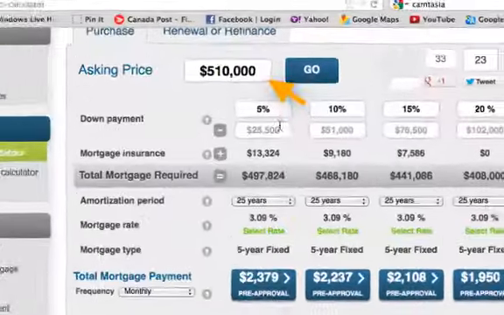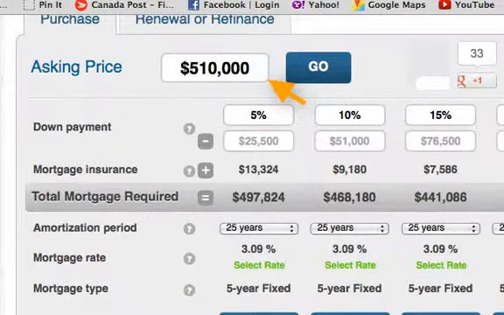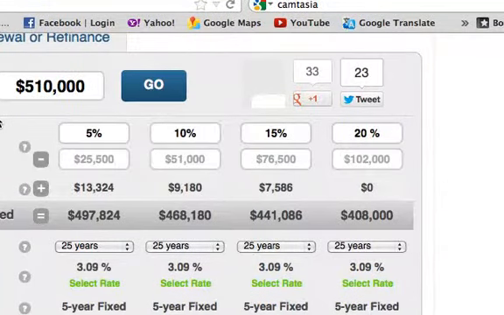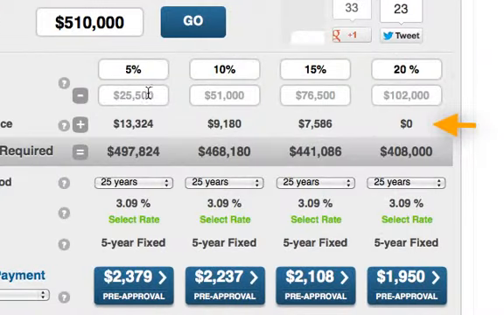So let's start over here with an average house price of $510,000. That was the average house price in June. Why not try it here? Type in $510,000. The next thing you look at is the down payment. These are the four scenarios depending on the amount you have as a down payment, either 5, 10, 15, or 20%.